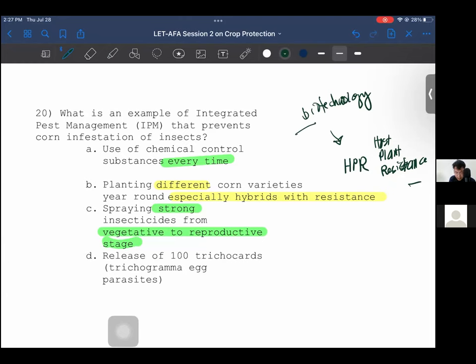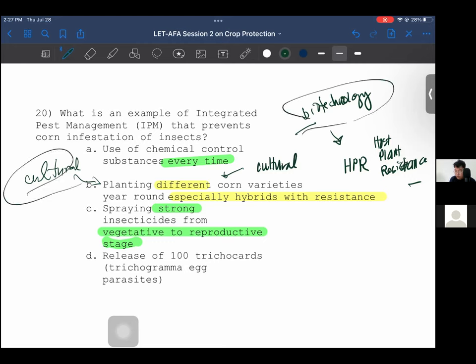Meron tayong cultural. And dahil you are planting different, cultural. And also, planting different through crop rotation, cultural din yun. Ayan. So we have three different approaches. Kaya siya yung pinaka-best na answer for integrated pest management.